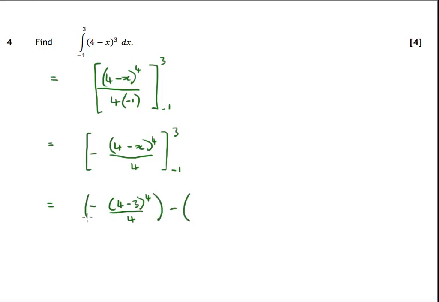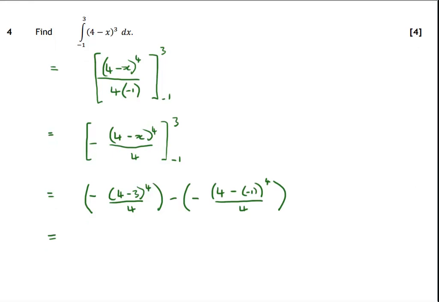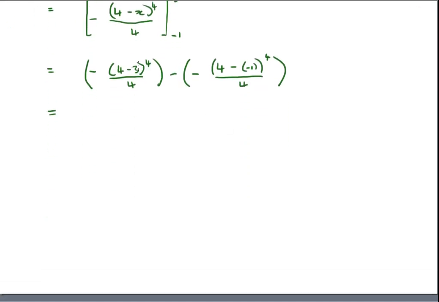minus, and then we'll substitute in the second limit, which is negative 1. So just be careful with the signs, put in as many brackets as you need to make it clear what's happening here. 4 take negative 1 to the 4 all divided by 4, and then we can start to evaluate this stuff. 4 take 3 is 1, 1 raised to the 4th power is 1, so we've got negative a quarter in that first bracket, and from that we're going to subtract the result of this second bracket.